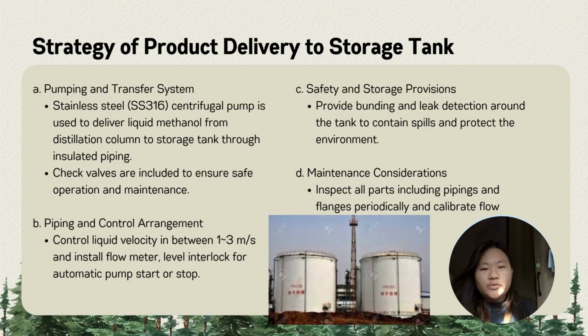So our strategy to deliver methanol to the storage tank involves using an SS316 centrifugal pump to ensure reliable liquid transfer, supported by check valves and standby pumps for safety. We control flow using meters and level interlocks, and the piping is designed with the proper slope and venting to prevent vapor lock. Additional safety measures like bunding, leak detection, and grounding protect against spills.